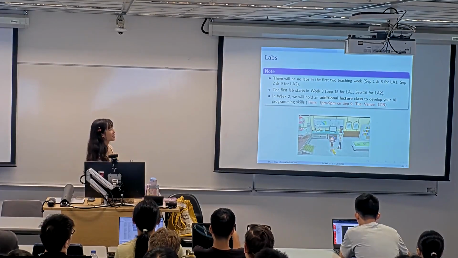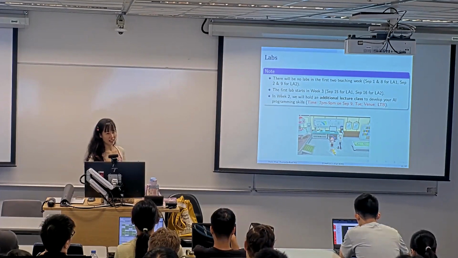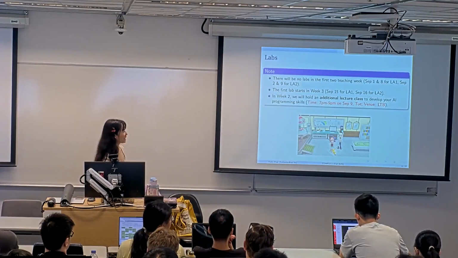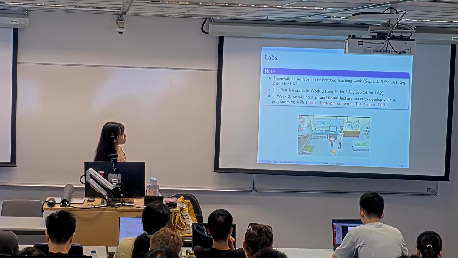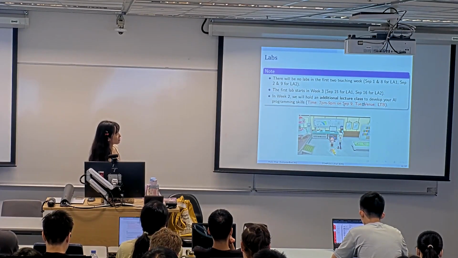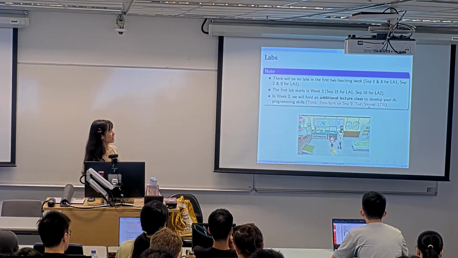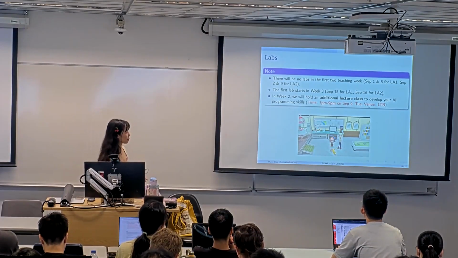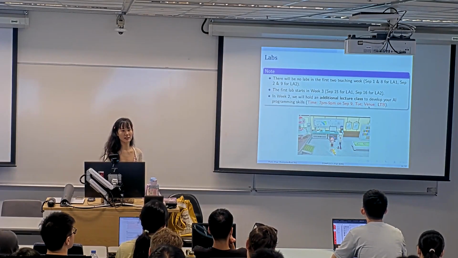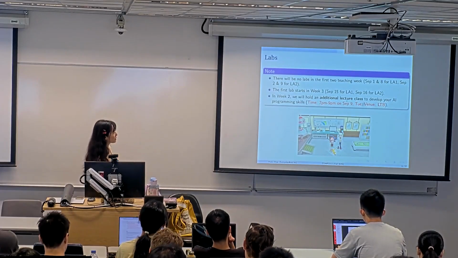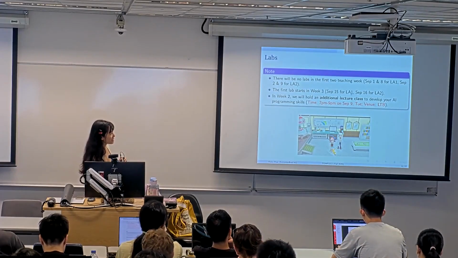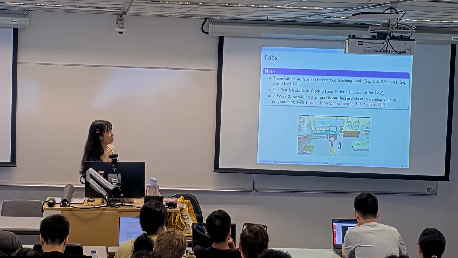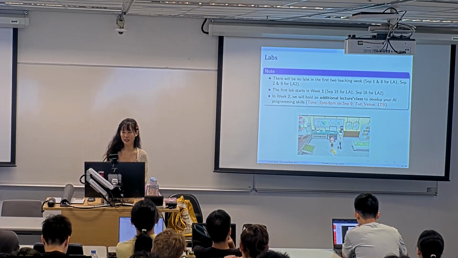However, even though in the first 2 weeks we don't have any labs, we have an additional lecture class. In week 2, the time would be 7 p.m. to 9 p.m. on September 9th. The venue would be LTB. And this is for L1 and L2 together. So you and the L2 students will join together for this additional lecture class. The goal for this additional lecture class is to develop your AI programming skills.